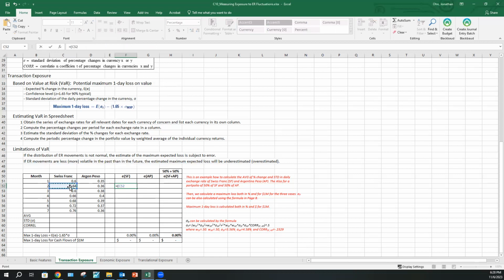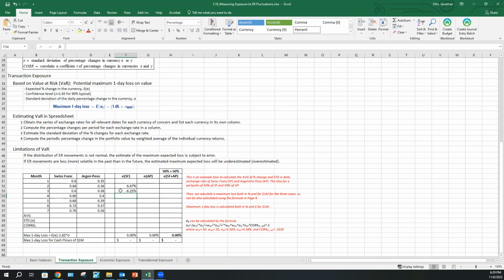This one, 0.60, 64 minus 0.60 divided by 0.60. That is the percentage change. You know that, right? Percentage change. And just do it. Let's do one more. Or this one minus this one divided by the initial value. That gives you your percentage change.